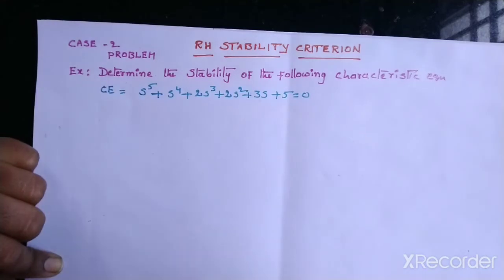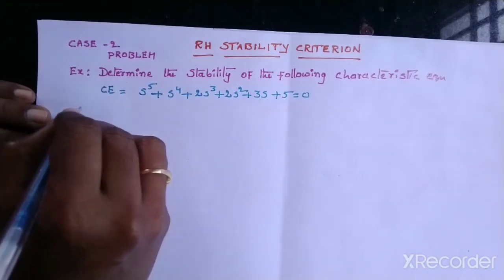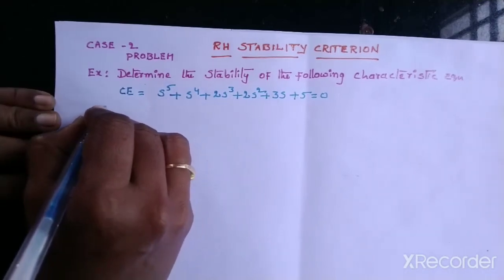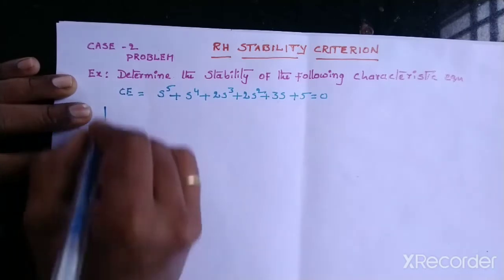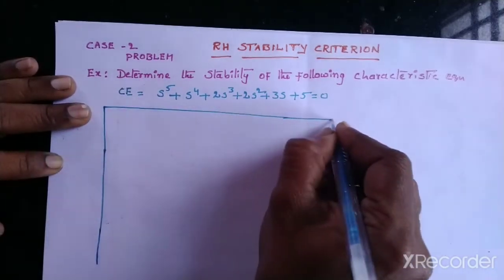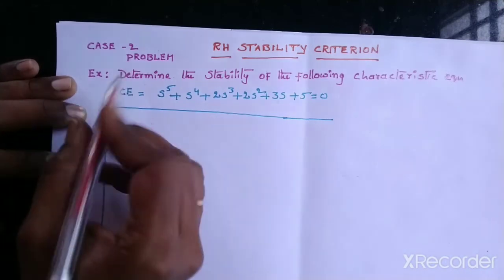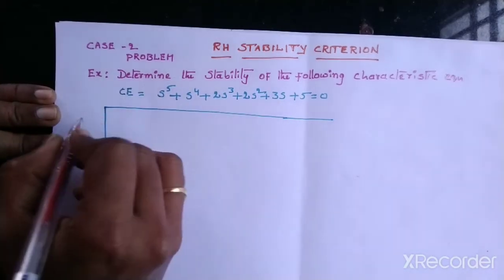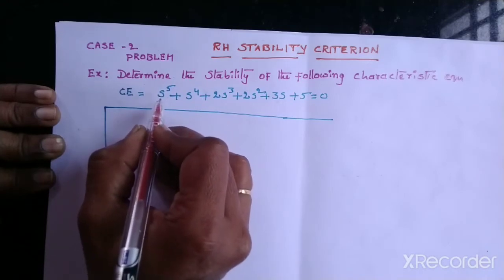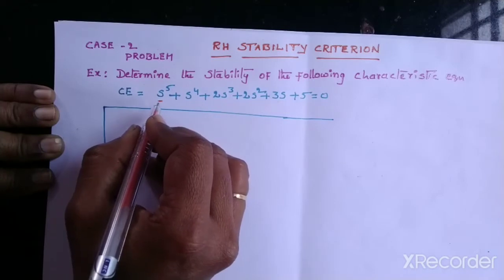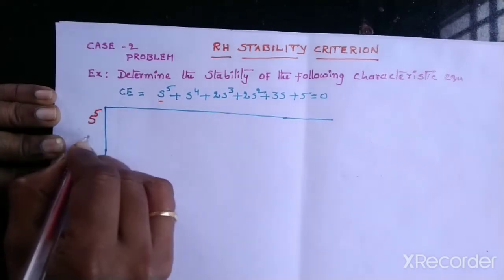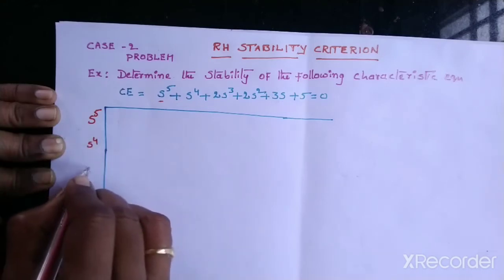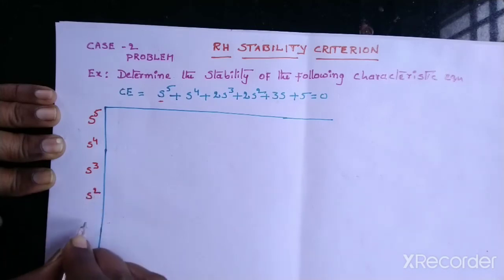Now, to find the stability of this characteristic equation, we need to form the Routh's array. Now, here I am going to write the series of the order of the characteristic equation. Here, which is the highest order? S to the power of 5 is the highest order. So, now I am going to start from S to the power of 5, then S to the power of 4, then S cube, then S square, S to the power of 1, S to the power of 0.